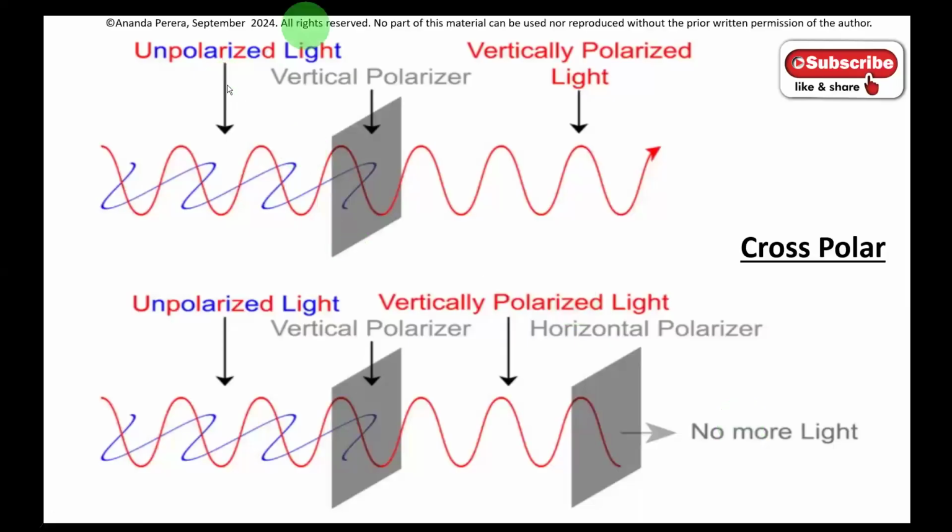Now I need to explain again how light travels from one place to another. Light is another energy, which travels at the speed of 300,000 kilometers per second.